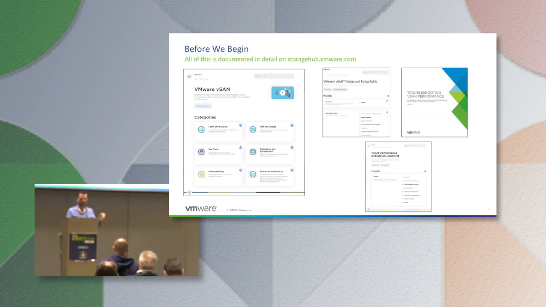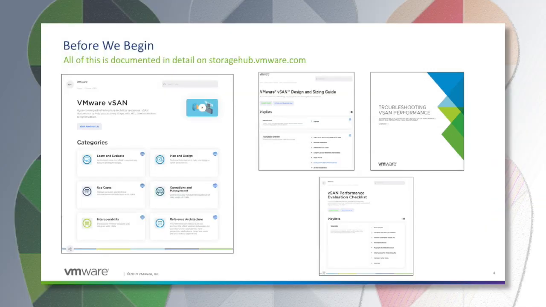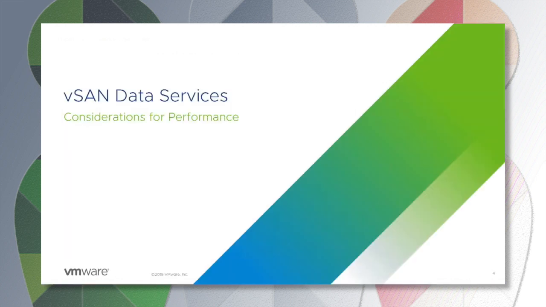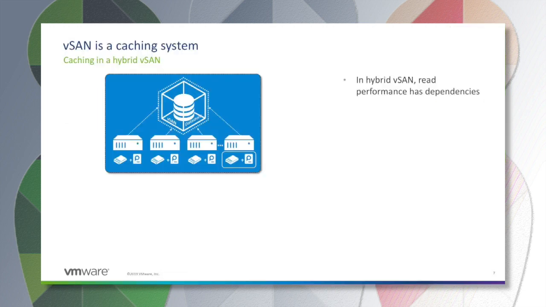Okay. Before we begin, anything I talk about here is documented on storagehub.vmware.com. So we have 3 or 4 documents: design and sizing, vSAN troubleshooting, vSAN performance, and then the vSAN performance POC checklist if you're going to do a POC. Okay. Data services. Before I talk about data services, let's understand how vSAN processes an I/O.